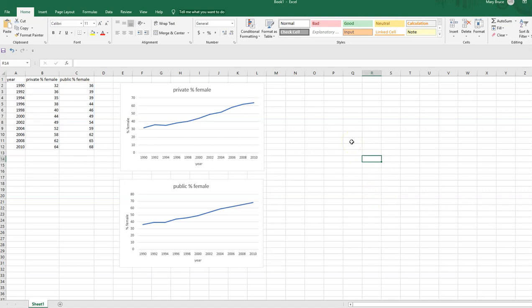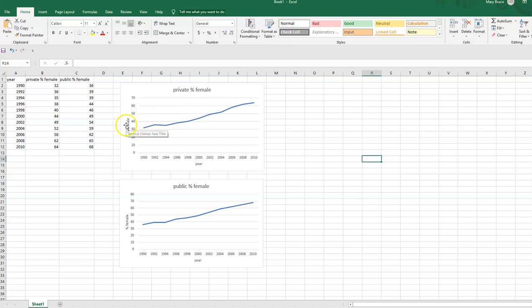The problem with that is it's hard to make a comparison. I mean, we can certainly see that both private university percentage of female enrollment has increased and public university percentage of female enrollment has increased. But it's hard to make a direct comparison between what's going on with female percentage in the private universities and what's going on with female percentage of enrollment in the public universities.